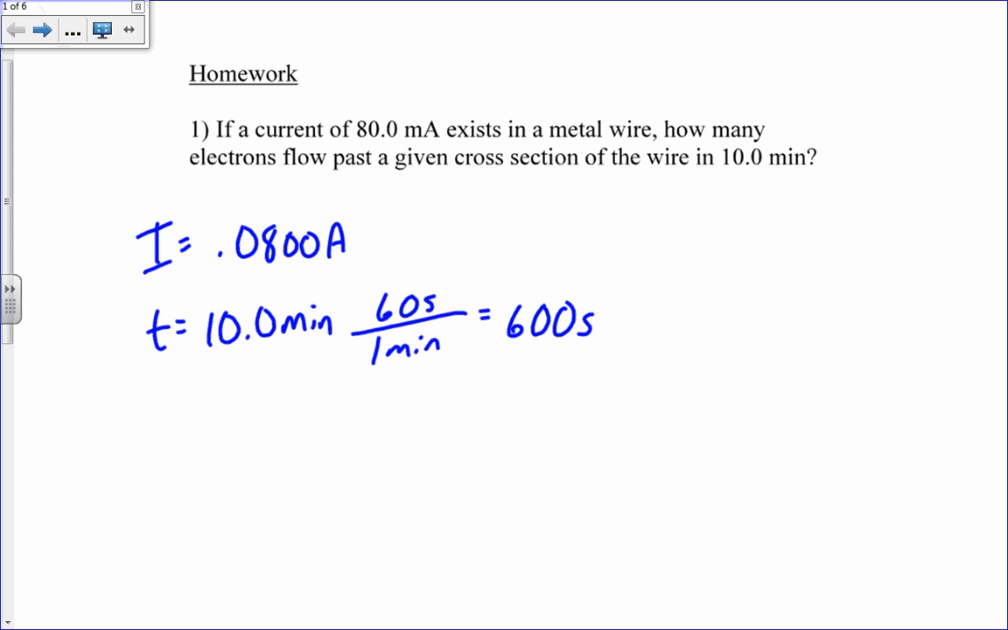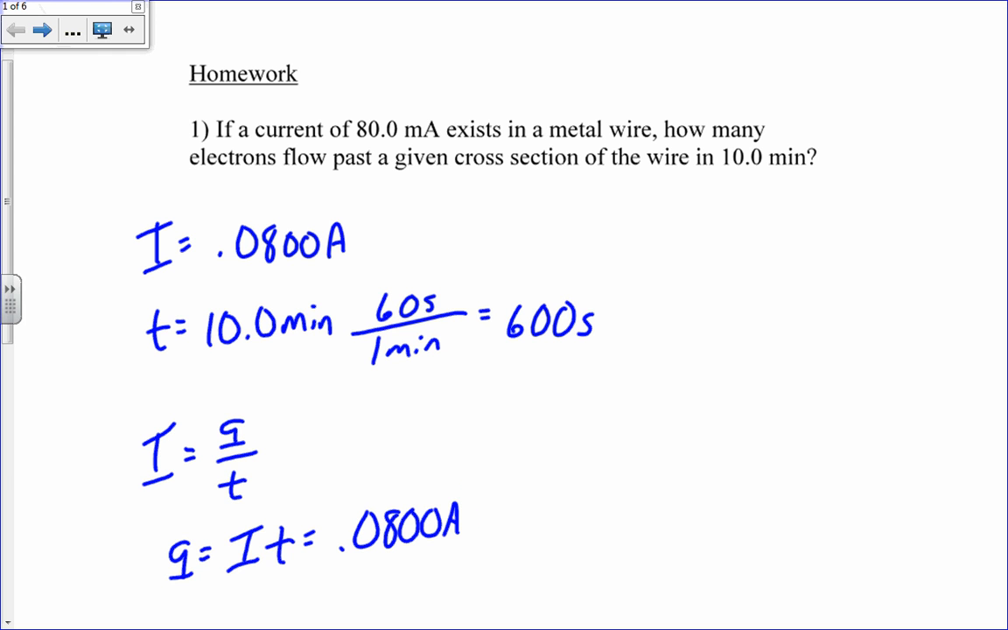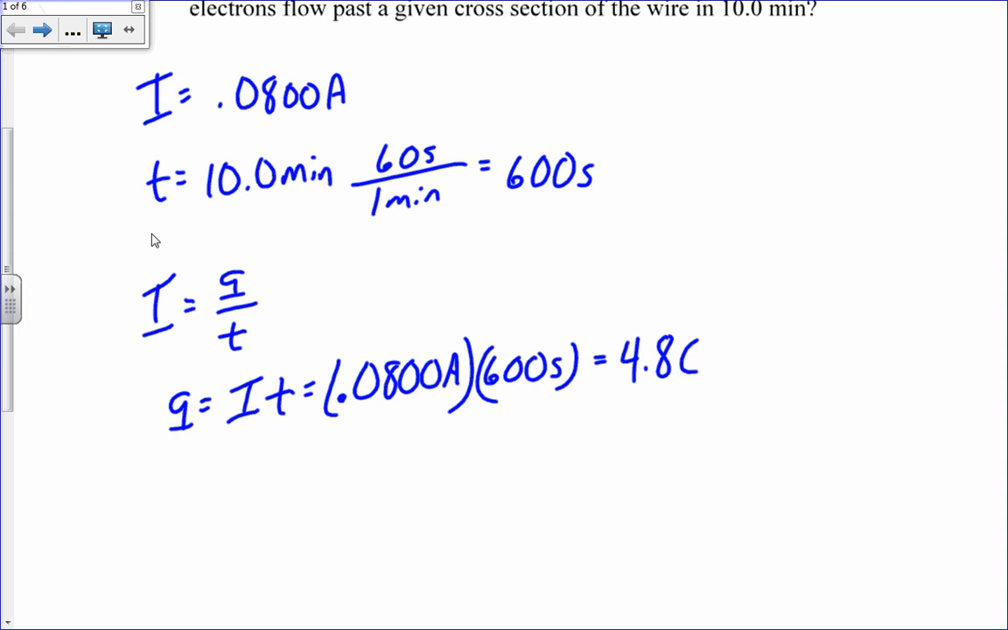Remember, the current is charge per unit time. So I is equal to Q over T. So Q is equal to I times T. That's 0.0800 amps, or you can think of amps as coulombs per second, times 600 seconds. The seconds cancel to give us coulombs, which is 4.8 coulombs. That's an awful lot of charge. So 4.8 coulombs flows past this point.